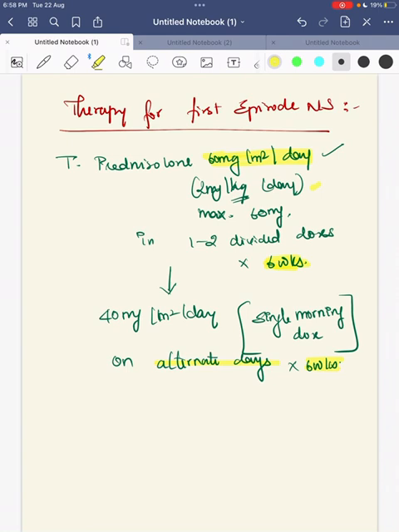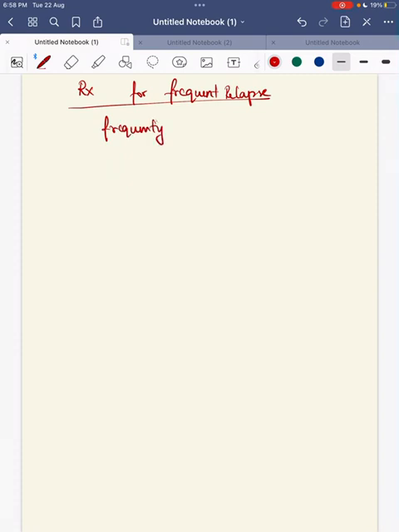Prednisolone is best given following food. Therapy with antacids or Rantac is not routinely required in patients with the first episode of nephrotic syndrome. What is the treatment for frequent relapse? Next is treatment for frequently relapsing or steroid dependent nephrotic syndrome. We have seen the definition of frequent relapse and steroid dependent nephrotic syndrome in our previous video.